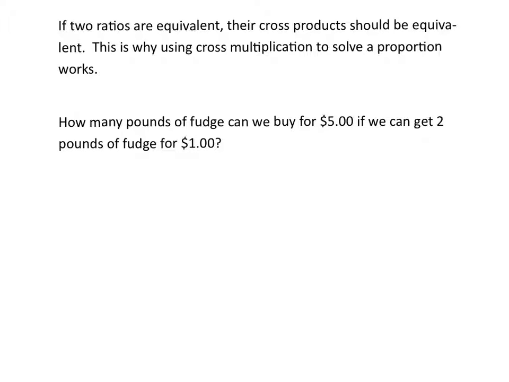So let's take the same problem. How many pounds of fudge can we buy for $5 if we can get 2 pounds of fudge for $1? So once again, we're talking about fudge, and we're talking about money. Now, I can set this up and I'll show you we'll get the same answer no matter whether we put fudge on top or whether we put money on top. So they told us that we can get 2 pounds for $1. So 2 pounds of fudge for $1.